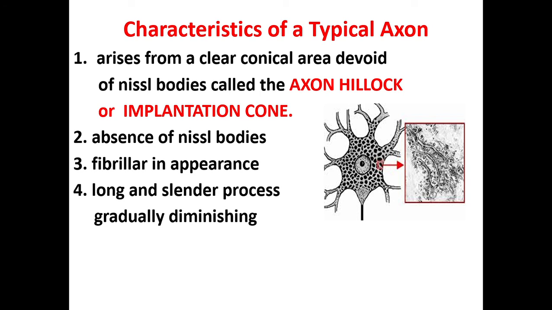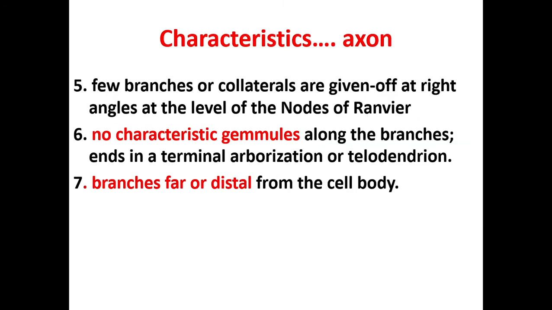Now, the axon is a long and slender process, gradually diminishing, and if they branch out, there are only a few branches given off by the axon, and we refer to them as collaterals. Collaterals are given off at right angles at the level of the nodes of Ranvier. Take note, there are no characteristic gemmules along the branches of the axon, and it ends in a terminal arborization or telodendrion, if they branch out far or distal from the cell body.